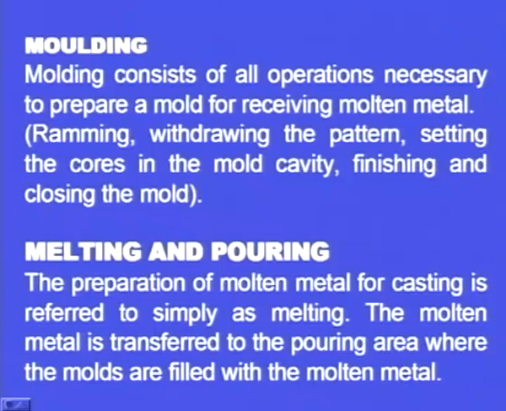Next step, melting and pouring. So, the preparation of molten metal for casting is referred to simply as melting. The molten metal is transferred to the pouring area where the molds are filled with the molten metal.